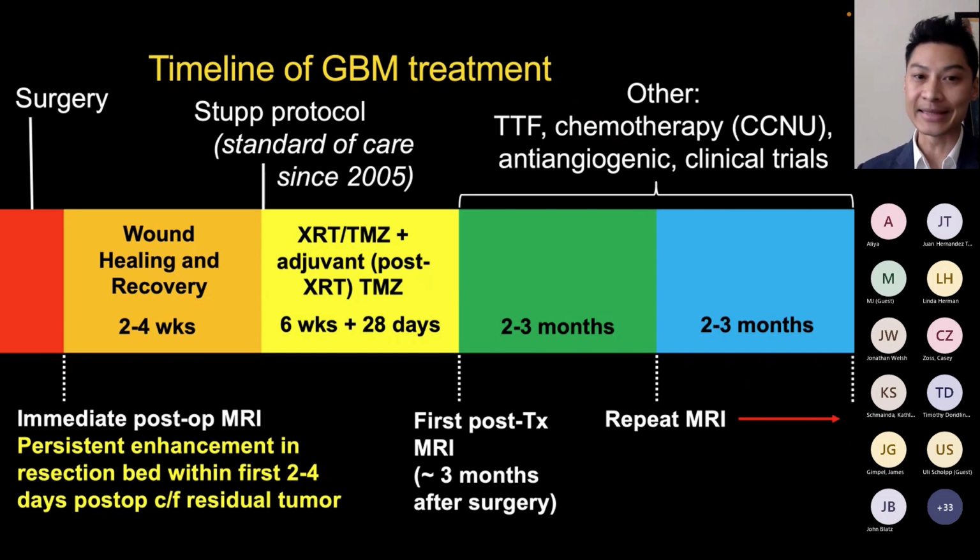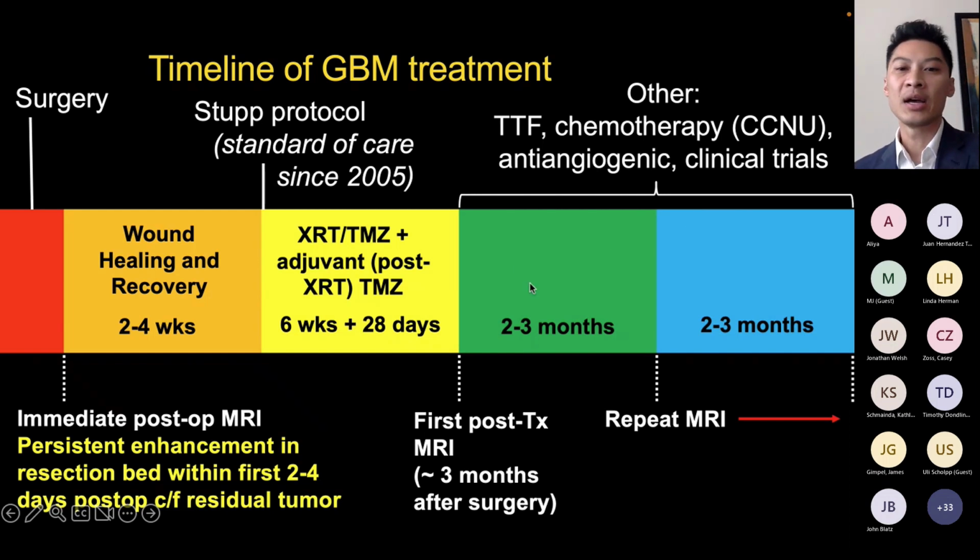After that, the patient gets the standard chemoradiation therapy, and these days it's the Stupp protocol. Then their first post-treatment MRI is approximately 3 months after surgery, and depending on which institution the patient is at, they get a repeat MRI every 2 to 3 months thereafter, essentially for the rest of their life. At Stanford, we do it every 2 months. Based on these subsequent MRIs, we're deciding how to best treat the patient: with TTF, tumor treating fields, with chemotherapy such as CCNU, with anti-angiogenic therapy, or placing the patient into clinical trials.